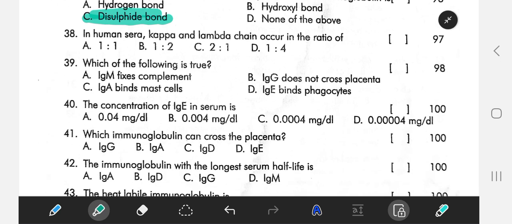Question 38. In human sera, kappa and lambda chain occur in the ratio of A. 1:1, B. 1:2, C. 2:1, D. 1:4. Answer will be C. 2:1.